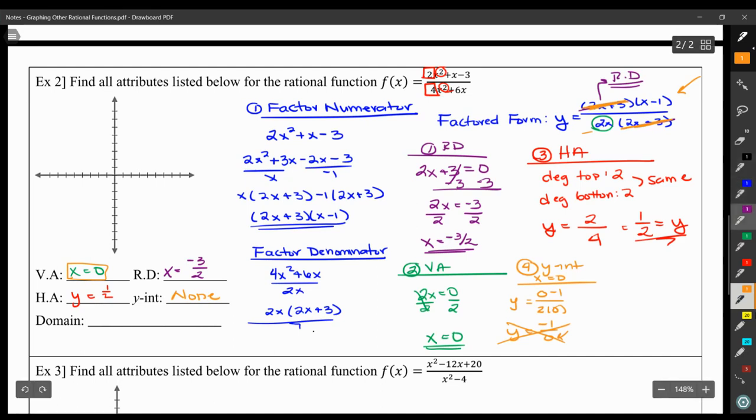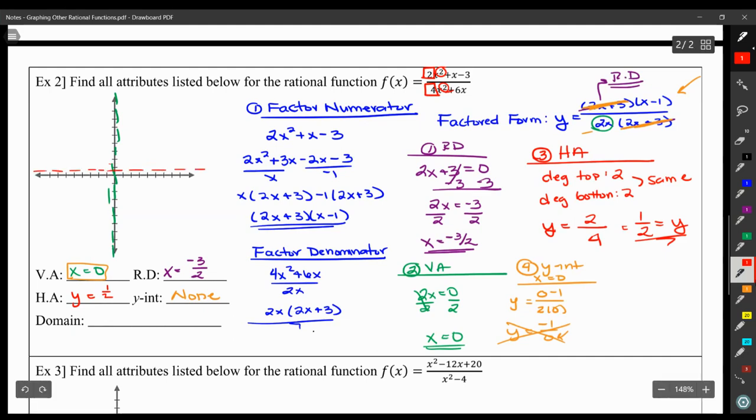So let's get at least what we can on the grid so far. So I have a vertical asymptote at x equals 0. So right here, there we go. Can't do a straight line up and down. A horizontal asymptote at 1/2. So about right here. Oops, that's too high. 1.5. I need it at 1/2. There we go.